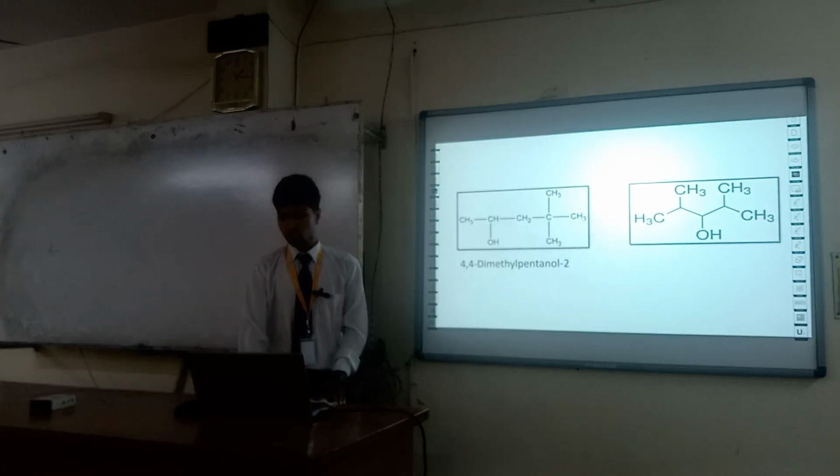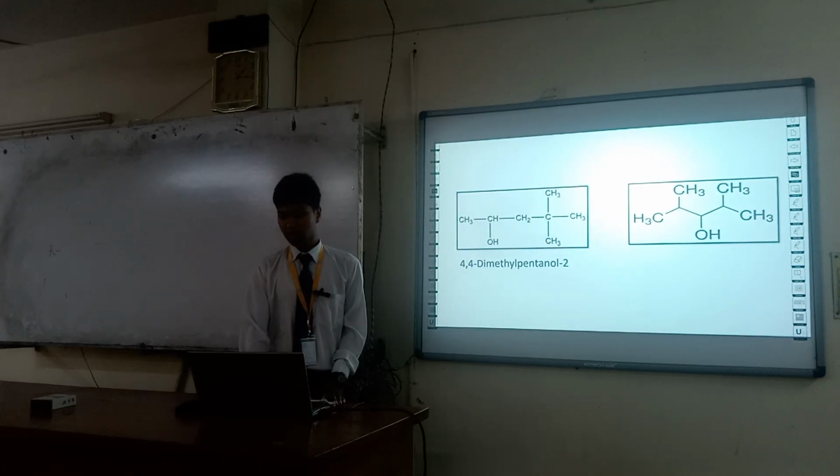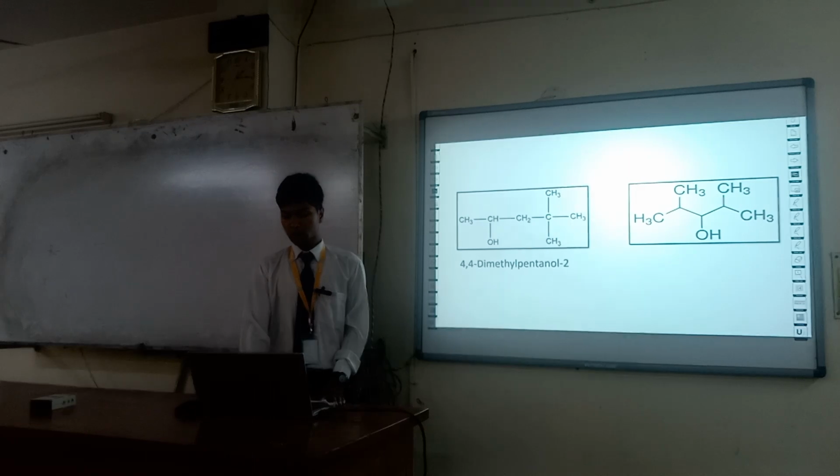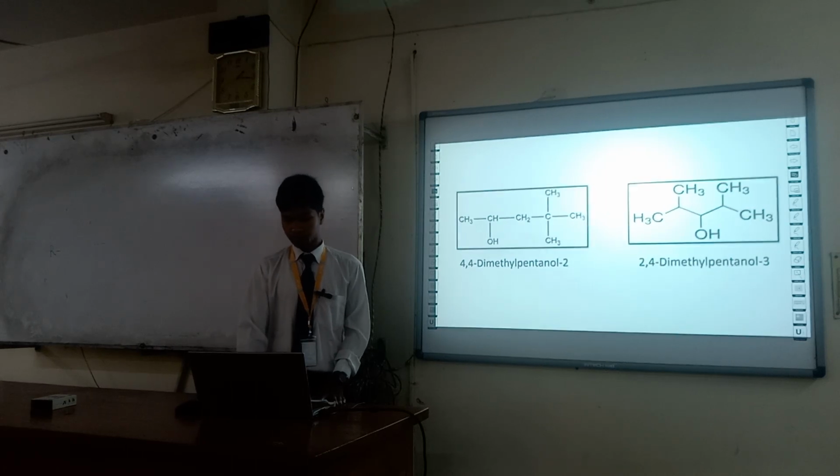And in the second example we can see the second carbon and the fourth carbon have two methyl groups and the third carbon has one hydroxyl group. So the name of the compound is 2,4-dimethyl pentanol 3 or 2,4-dimethylpent-3-ol.